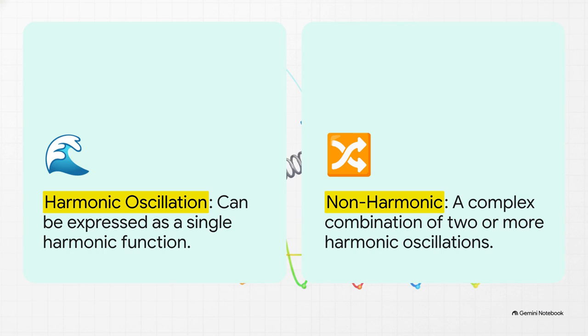Now here's a huge distinction we need to make, the difference between pure harmonic oscillation and non-harmonic oscillation. Pure simple harmonic motion is just beautiful in its simplicity. Why? Because it can be expressed mathematically by a single harmonic function, like a pure sine or cosine wave. Non-harmonic oscillation, on the other hand, is kind of messy. It's a complex combination of 2 or more harmonic oscillations all mixed together. You can't just sum it up with one single function.